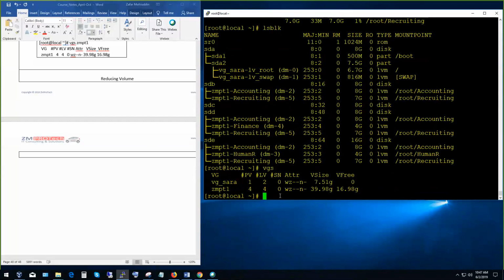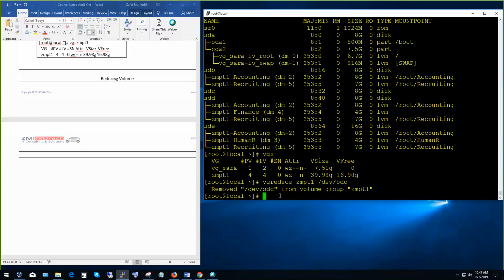So the command to do is vgreduce. And then you have to give the volume group name, ZMPT1, and then which one you want to reduce, /dev/sdc. Okay, be very careful here. Don't mess up. Okay, and hit enter here.